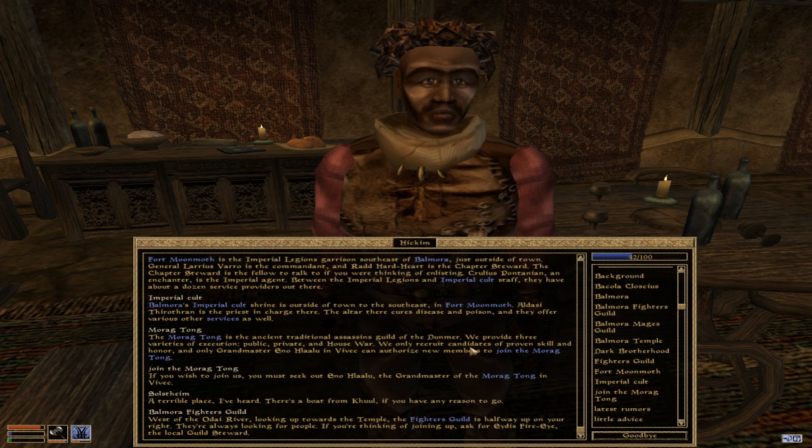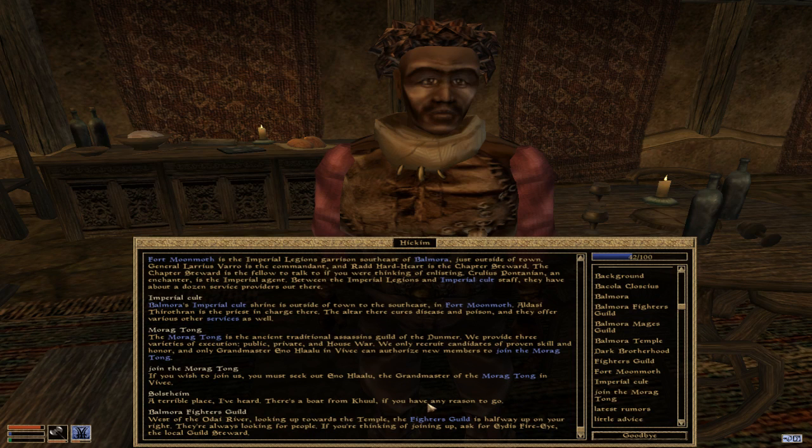West of the Odai River, looking up towards the temple, the Fighters Guild is halfway up on your right. They are always looking for people. If you're thinking of joining up, ask for Athis, the local guild steward.